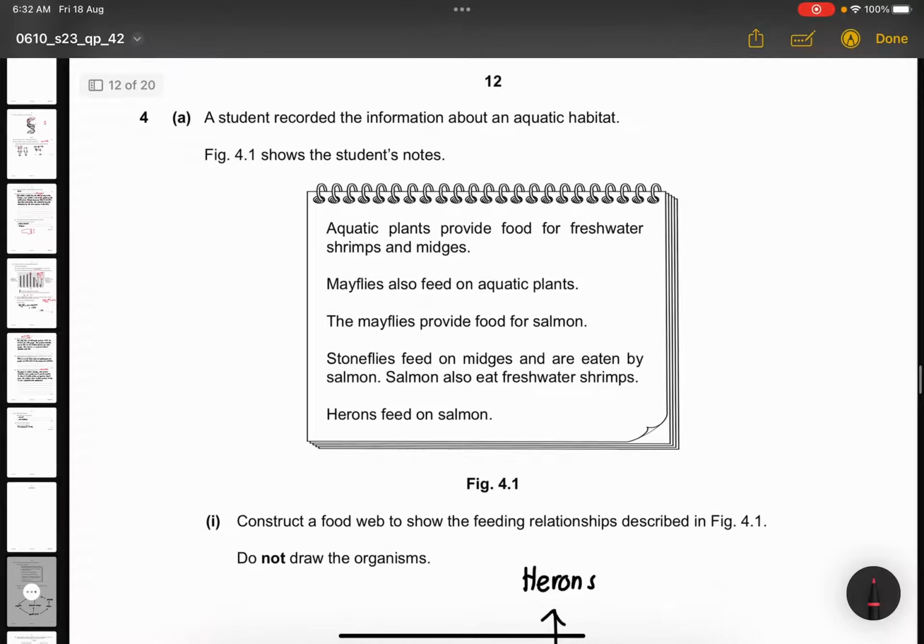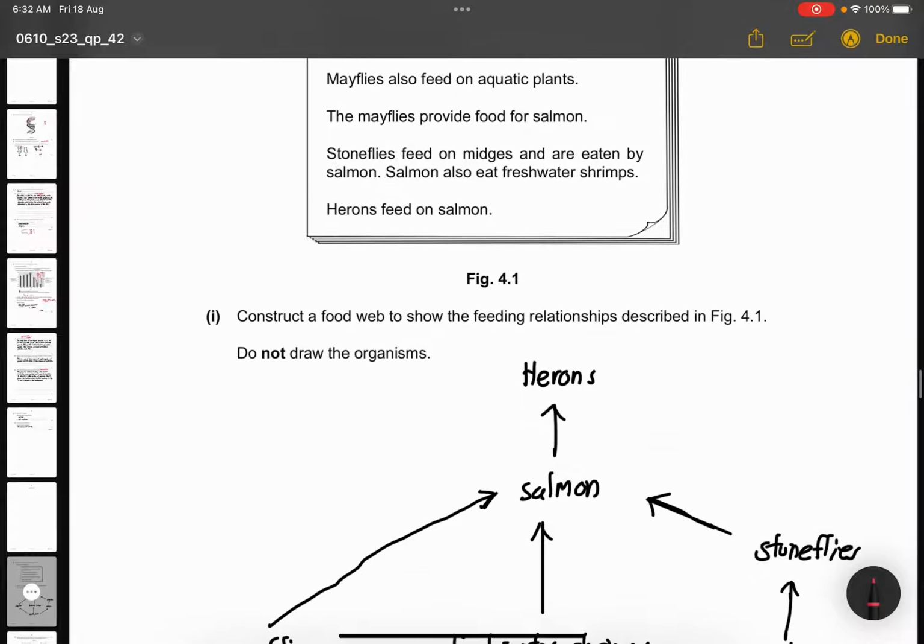Alright, question 4a. A student recorded the information about an aquatic habitat. Figure 4.1 shows the student's notes. So aquatic plants provide food for freshwater shrimps and midges. Mayflies also feed on aquatic plants. The mayfly provide food for salmon. Stoneflies feed on midges and are eaten by salmon. Salmon also eat freshwater shrimps. Herons also feed on salmon.